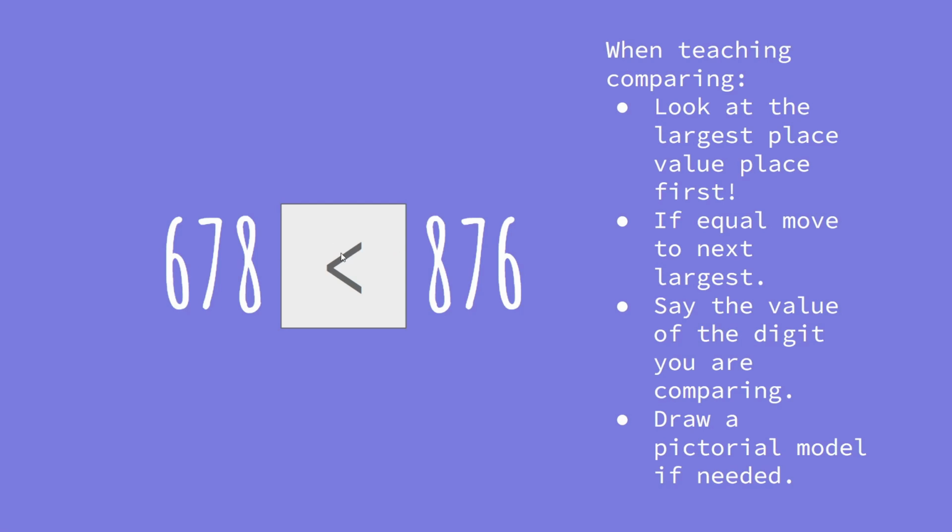And then once I have my dots, I can make the symbol. That means 678 is less than 876. And I always want my students to read the comparison statement out loud after they've filled it in with the symbol, to be practicing those vocabulary words.